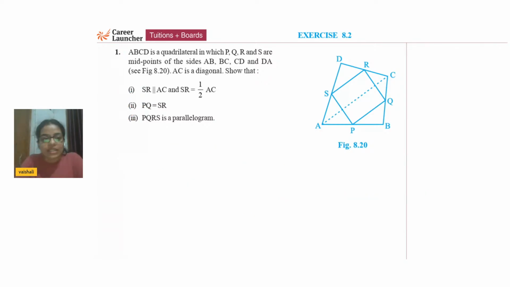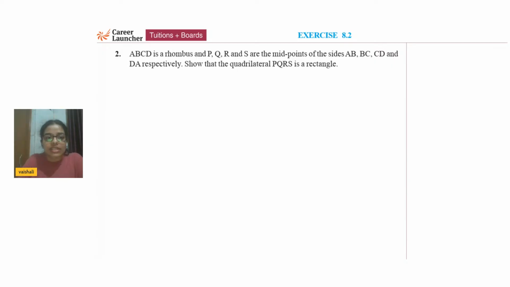Now let's look at the next question. The second question is that ABCD is a rhombus. So let's draw that. Okay, so I'm having A, B, C, D. So this is a rhombus. And in here I'm having P, Q, R, S. So let's join all these points to midpoints.